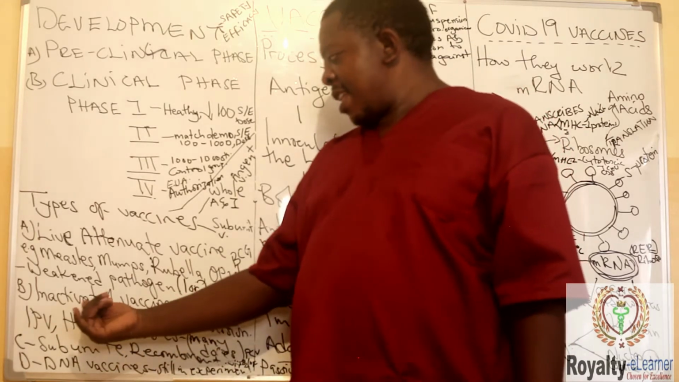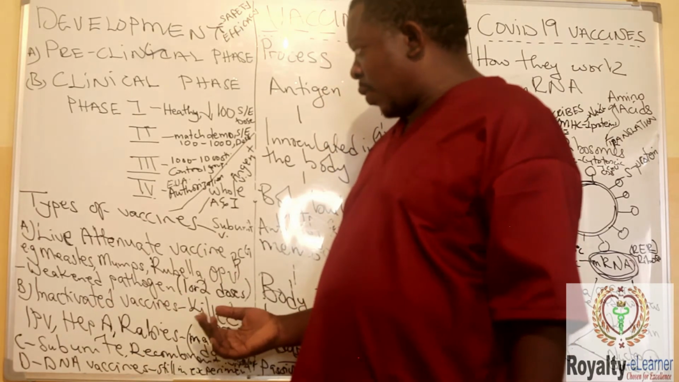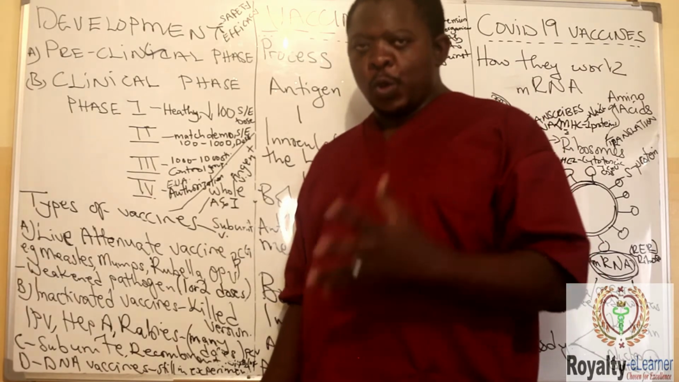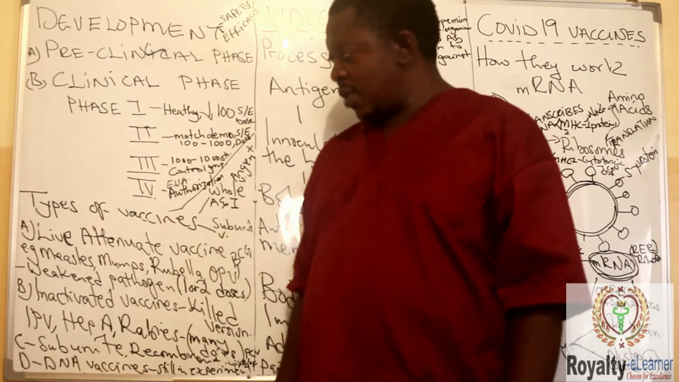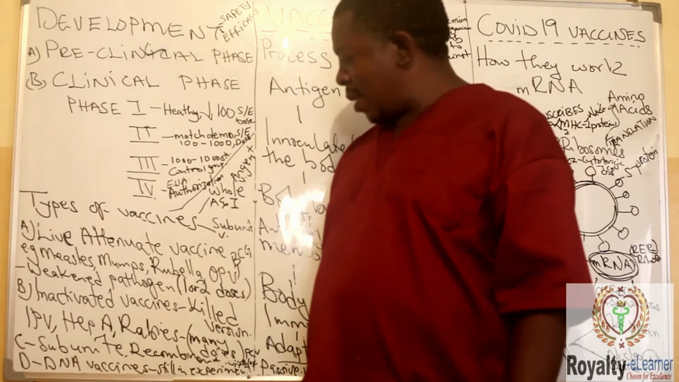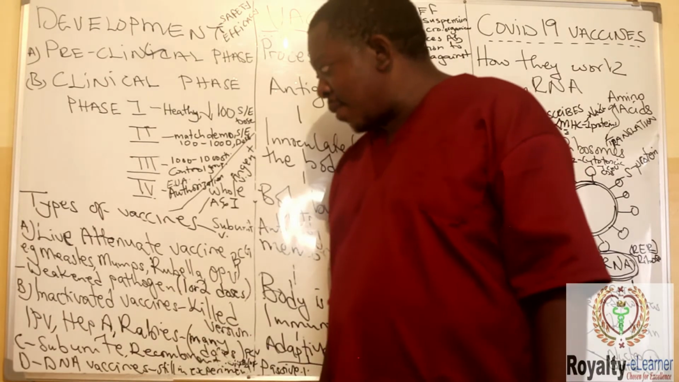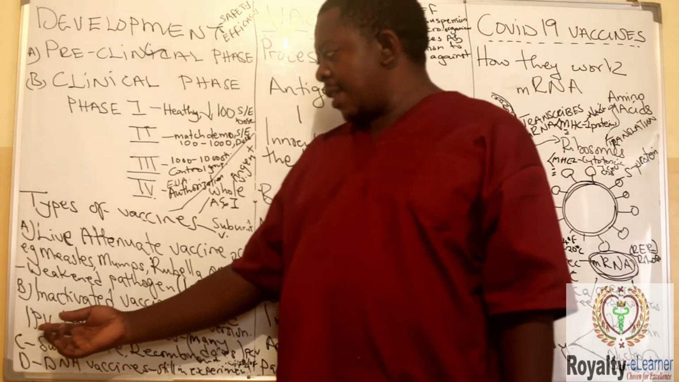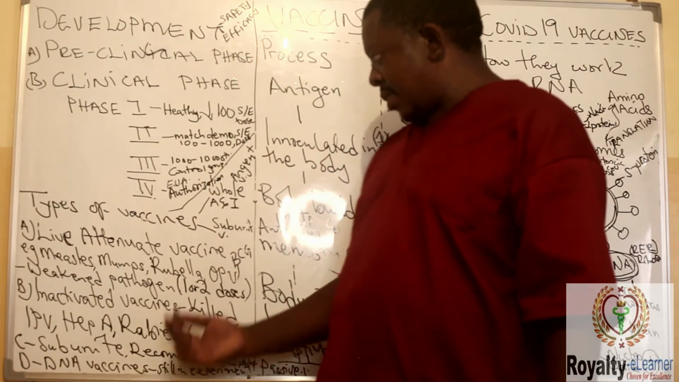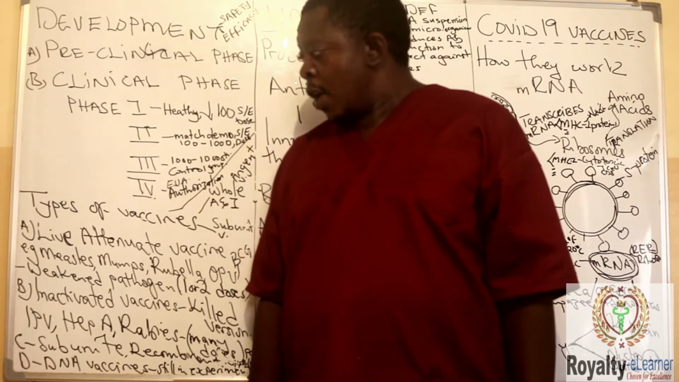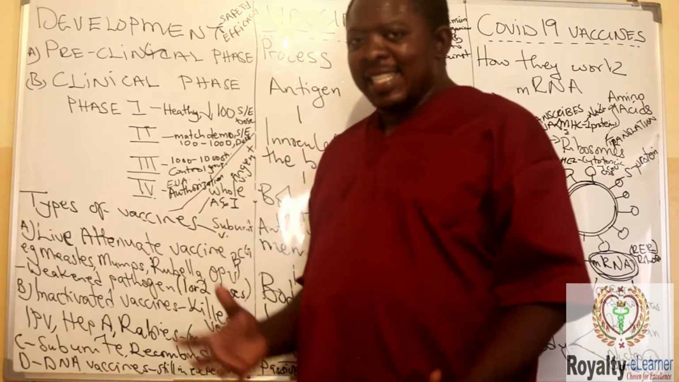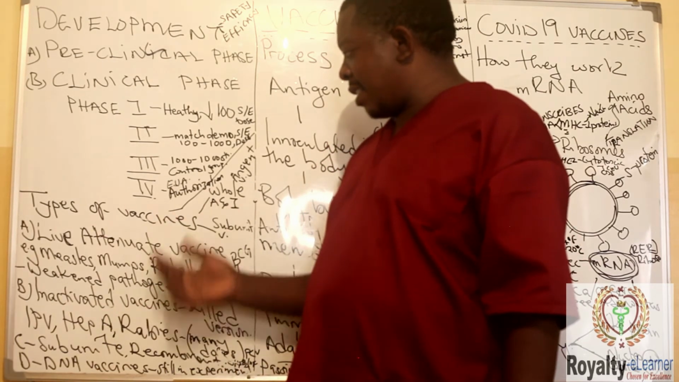What you need to know when you're looking at the difference between live attenuated and inactivated is that for live attenuated, you may need just 1 or 2 doses. But for the killed version, you may need a lot of doses in order to acquire immunity. Examples of inactivated vaccines include the inactivated polio vaccine, hepatitis A, and rabies. So I've mentioned that inactivated vaccine and live attenuated vaccine fall under whole agent vaccines.